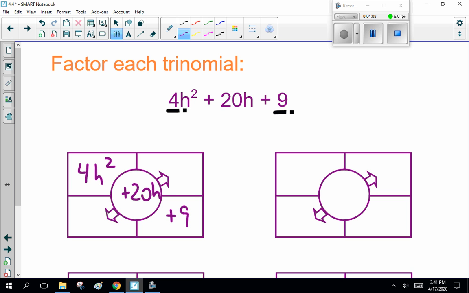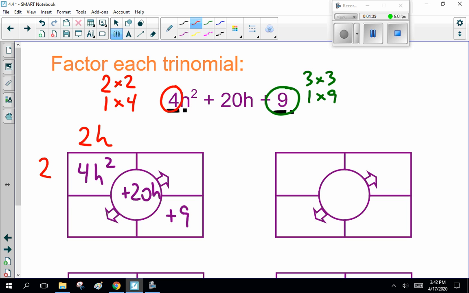Now, what are the factors of 4? Well, 2 times 2 or 1 times 4. Okay? Now, what also are the factors of 9? 3 times 3 or 1 times 9. So here's the problem. We have all of these we have to check, which really sucks. Anyway, since I wrote 2 times 2 first, I'm going to go 2h and 2h here. And since I wrote 3 times 3 first, I'm going to go 3 here and 3 here.